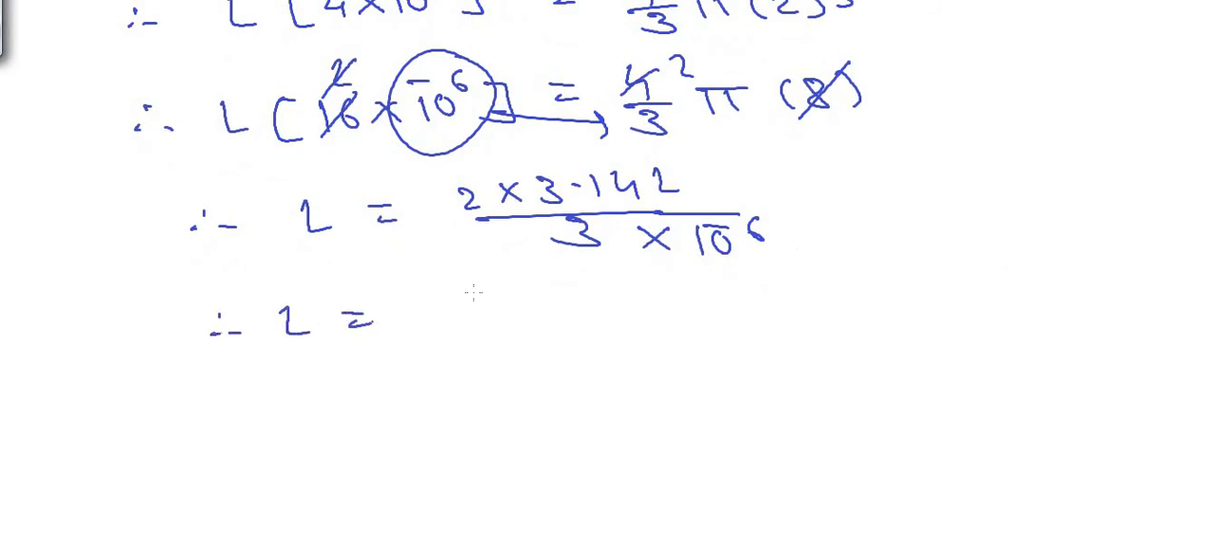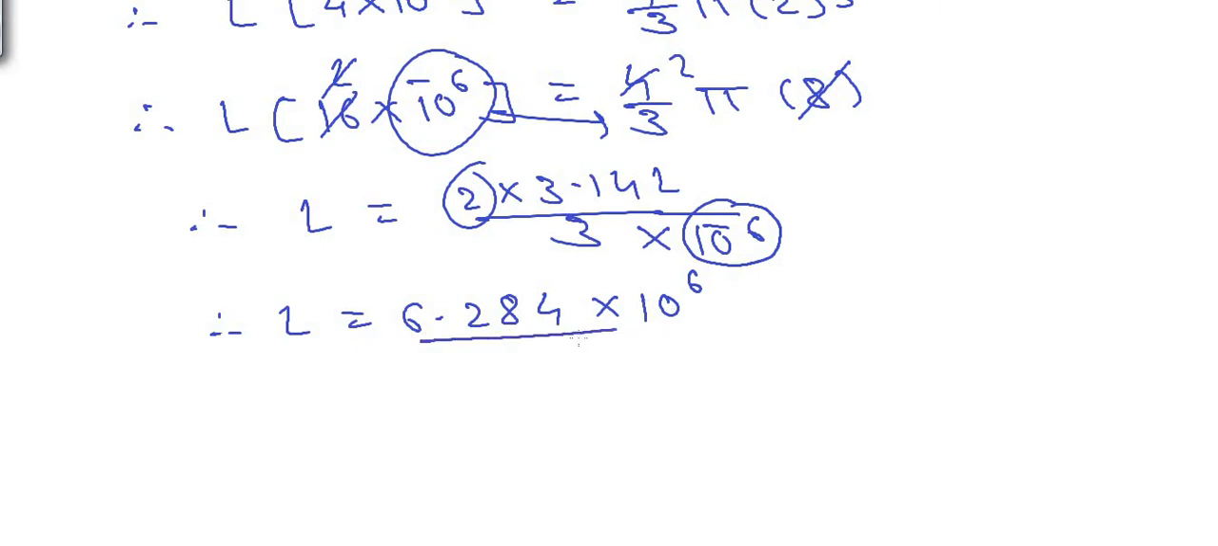Therefore we get L is equal to, multiply 3.142 by this 2 and we get 6.284, into, shift this 10 raised to minus 6 from the denominator to the numerator, and so its power will become positive, 10 raised to 6, divided by 3. Now divide 6.284 by 3 and so you get L is equal to 2.094, multiplied by 10 raised to 6 meter.